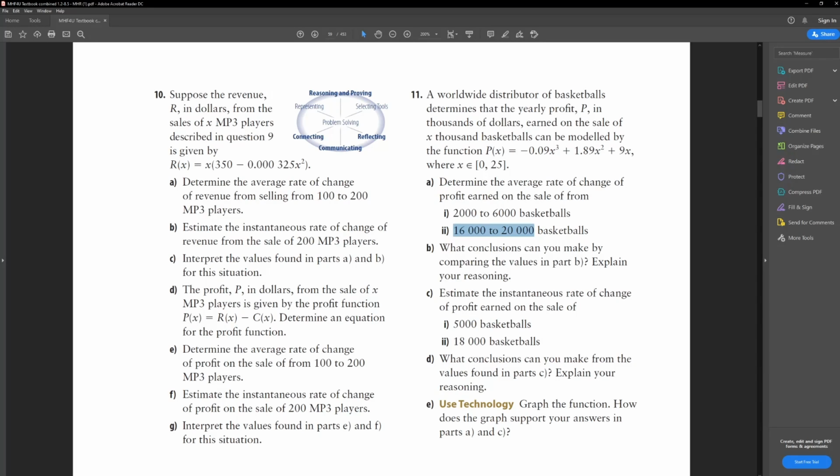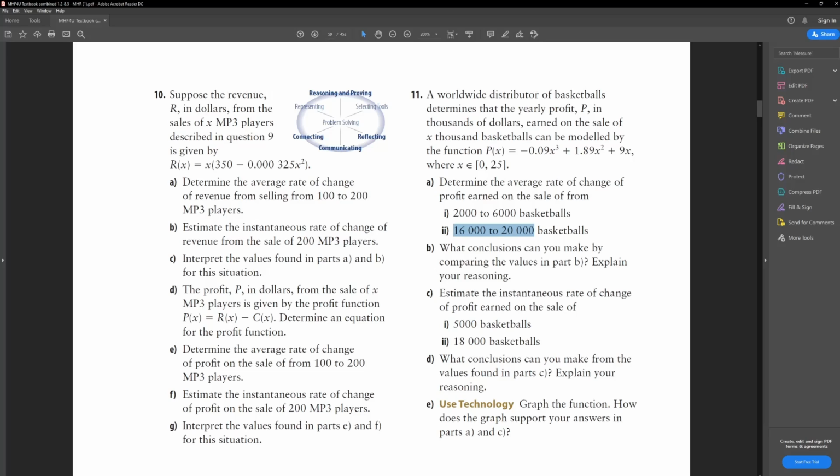C, estimate the instantaneous rate of change. Again, I'd recommend using hundredths of a basketball, because again, these values are in thousands. So if you use 1,000th, that means you're actually just calculating one basketball. So do that. Don't go any further than 1,000th, and that should give you a really good estimate for the instantaneous rate of change. Again, just compare those values for part D.